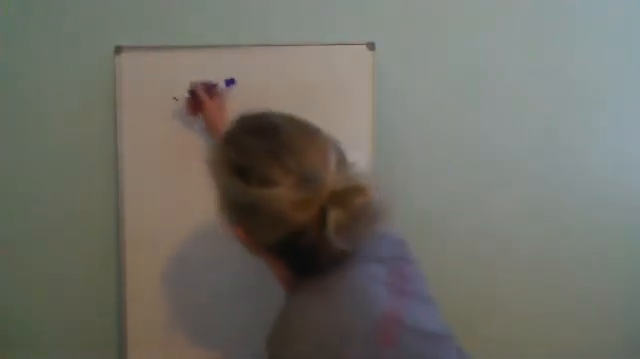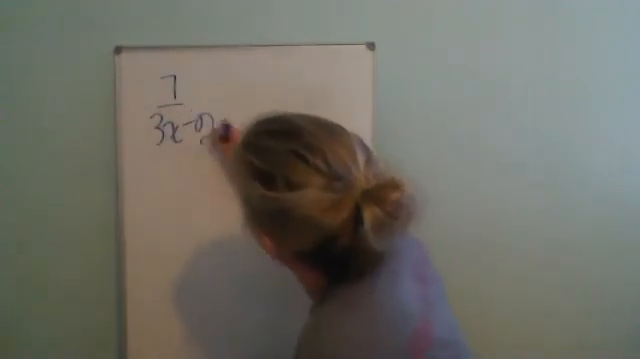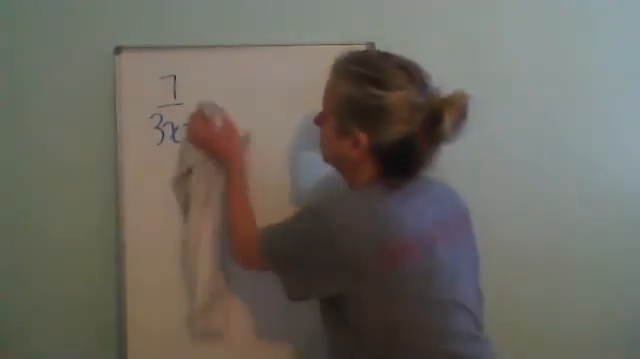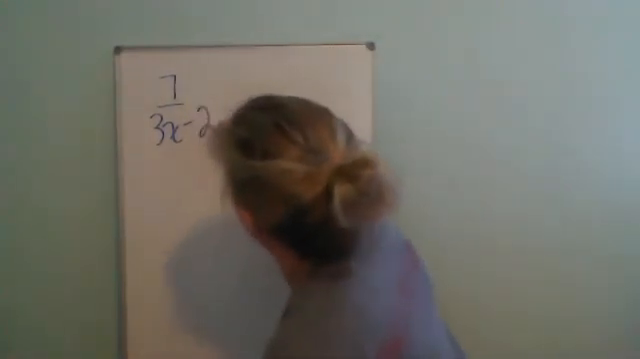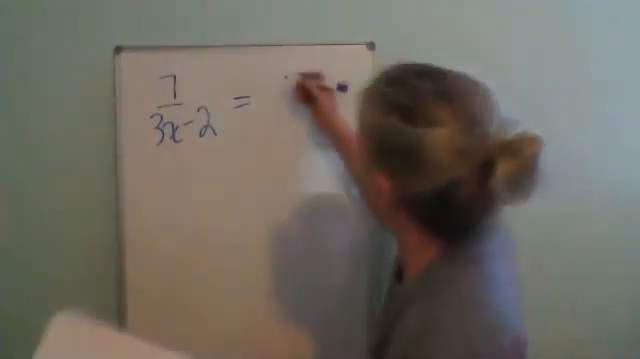All right, number 23. 7 over 3x minus 2 equals 4 over 9x.